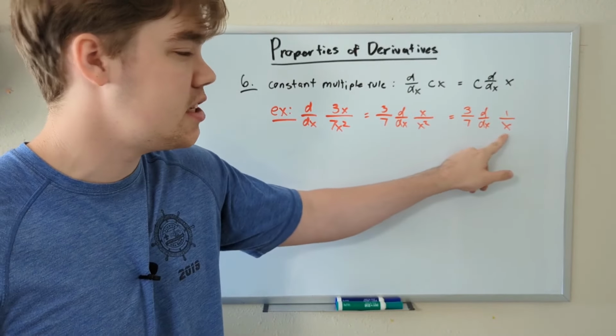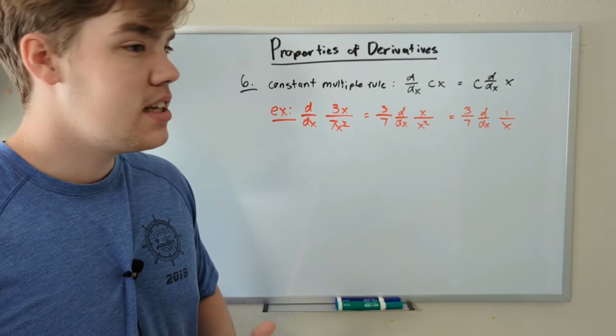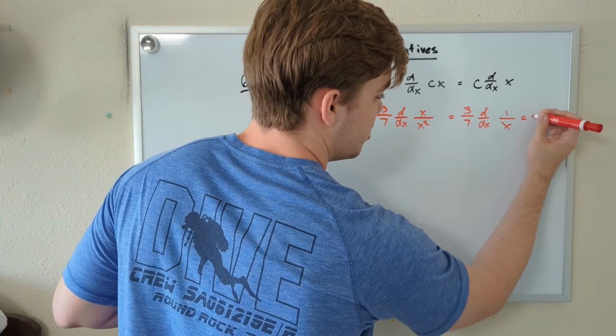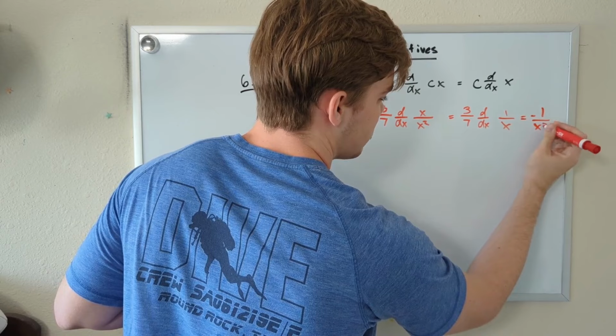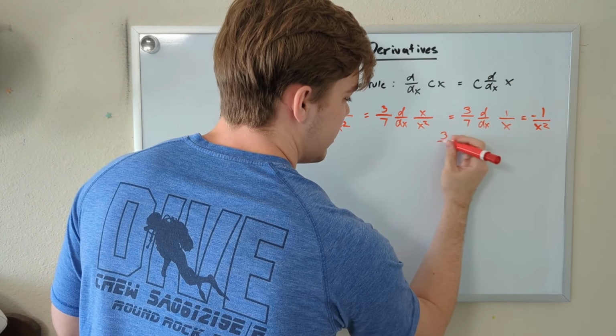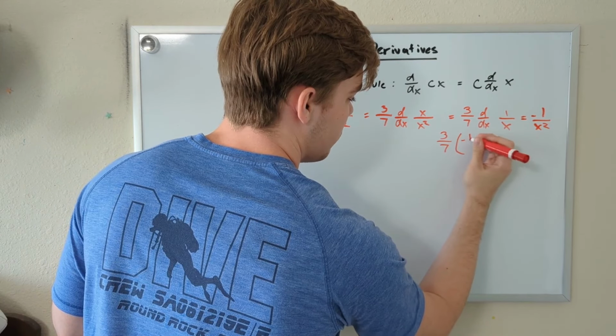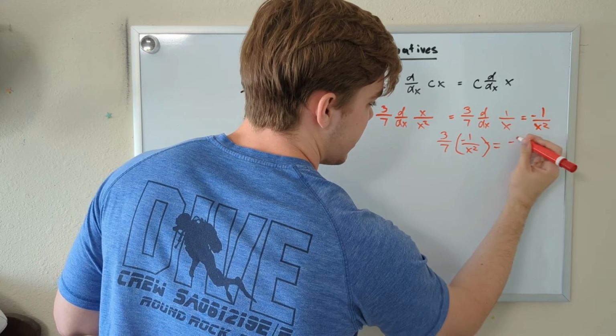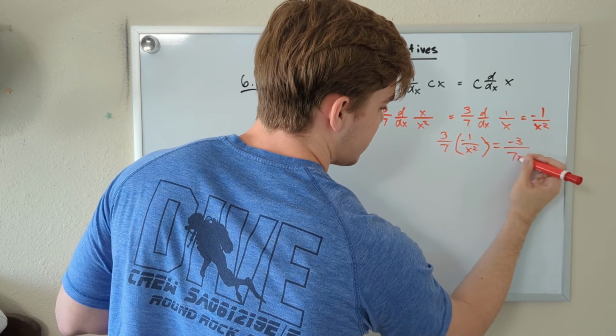So now we just have to find the derivative of 1 divided by x. In this video, I won't show you how to find this derivative, but I will tell you that this derivative is equal to -1 divided by x squared. And now we can just multiply that by 3/7. So 3/7 times -1 divided by x squared is just equal to -3 divided by 7x squared, which is what we found last time.